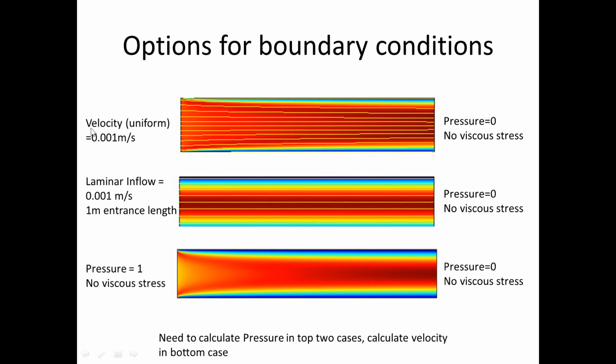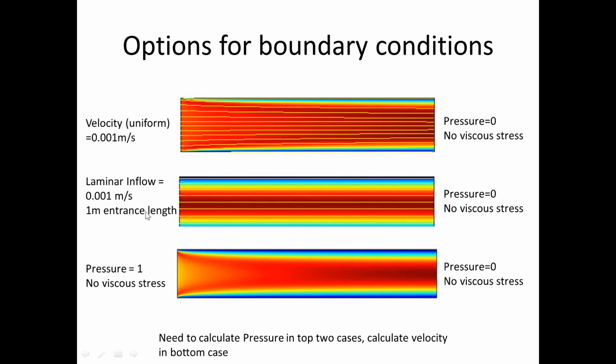One is that we specify the velocity and that it's uniform, and this is what we get, uniform velocity. And then we see that as we move downstream, the velocity profile changes with distance, and we have to go downstream quite a ways before it becomes a condition where the velocity is no longer changing. So one way to have a more uniform velocity is to use what's called a laminar inflow condition on the upstream side. Here we specify the average velocity, but we also specify an entrance length.